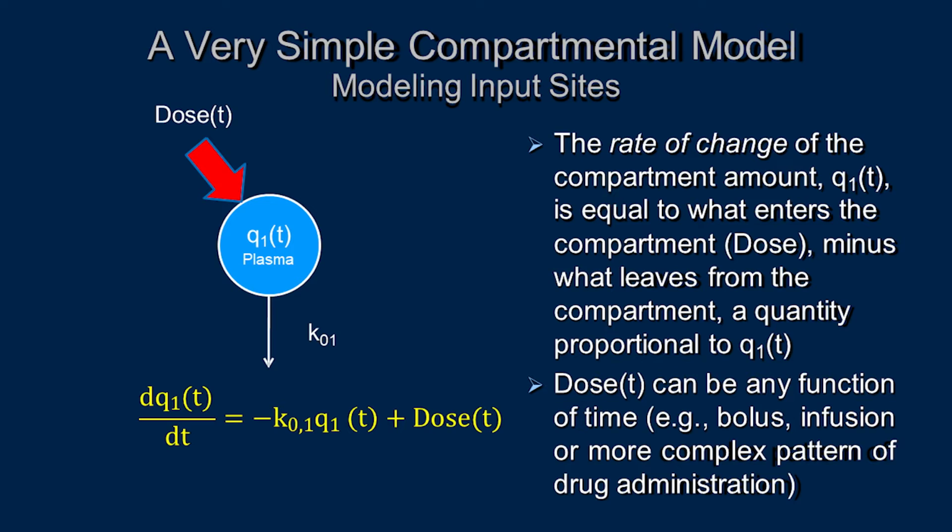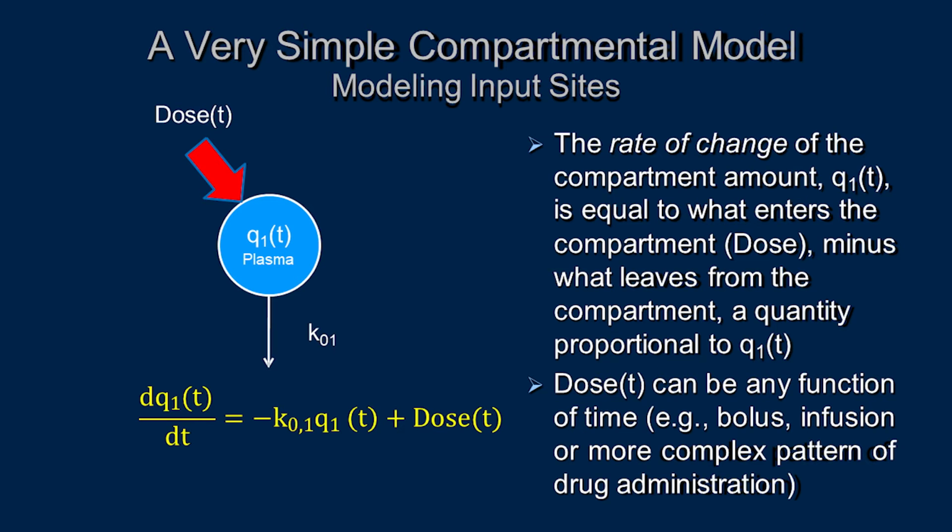Now I have a new component in my differential equation, dose of T. Dose of T can be a pulse, a bolus, an infusion, or a more complex pattern of administration. But the rate of change of the amount of drug in the compartment is given by the balance of what goes in, the dose, and what goes out, which is essentially this elimination process that is described by this rate constant K01 times the amount itself.